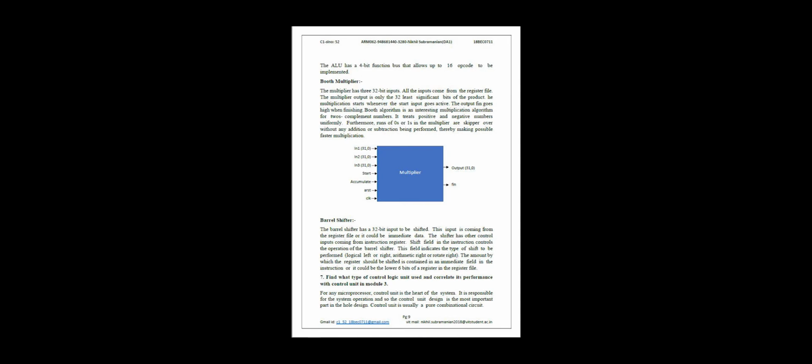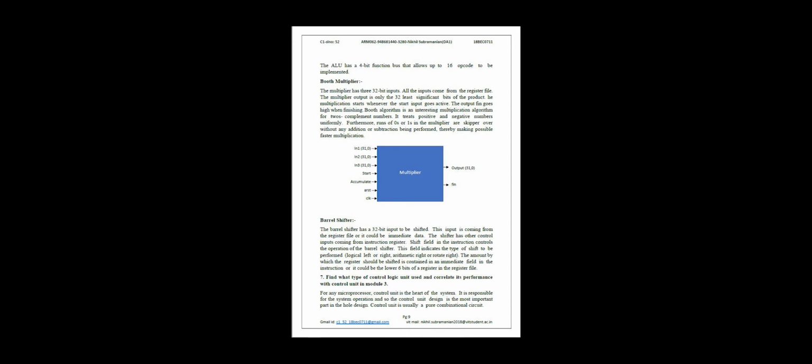The Booth multiplier has a 32-bit input, all the inputs coming from the register file. In the diagram, it's seen that there are three inputs, each of 32-bit, and the start and accumulate A register and the clock. The output is also 32-bit after combining all three inputs and the function bus.